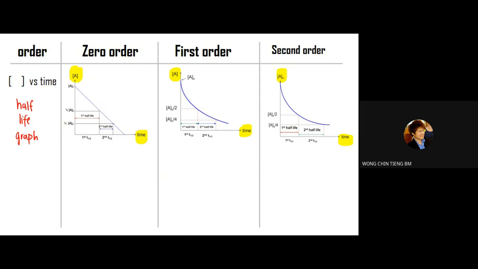Apa jadi kalau kita dapat curve? Macam mana nak bezakan first order dengan second order? Berkaitan dengan half-life tadi.